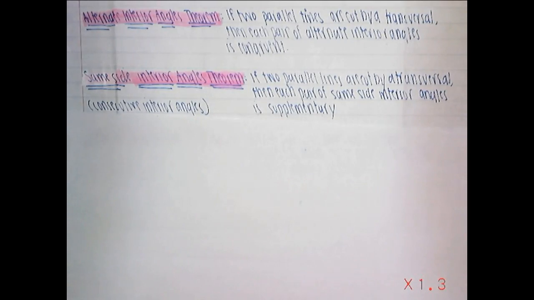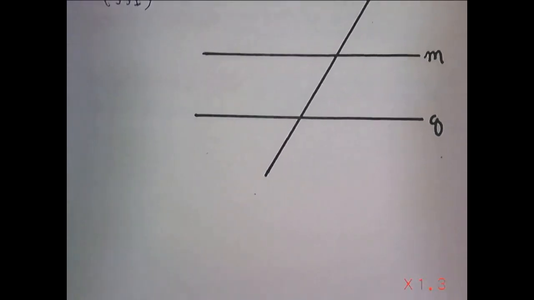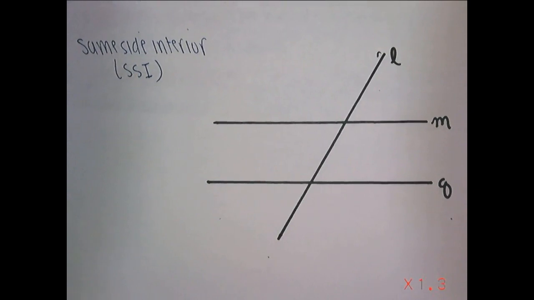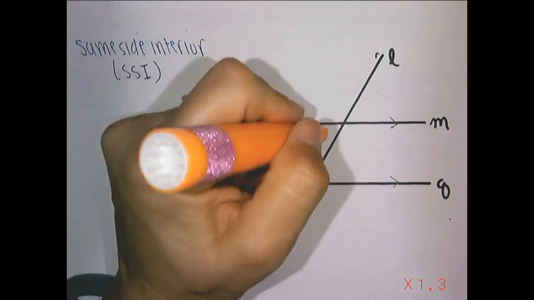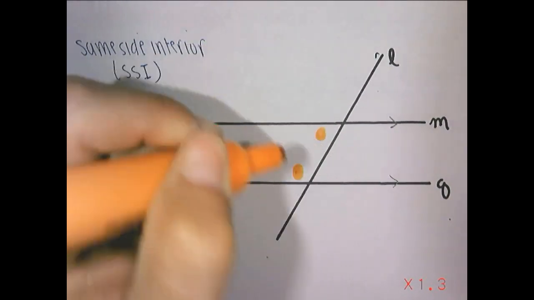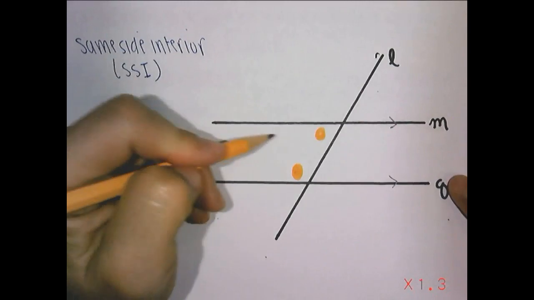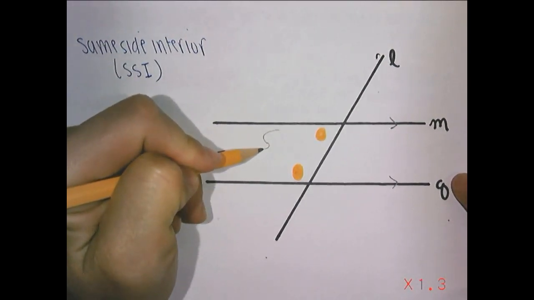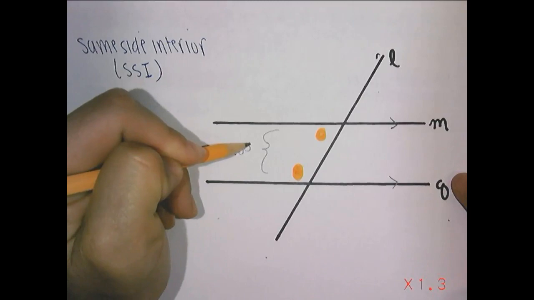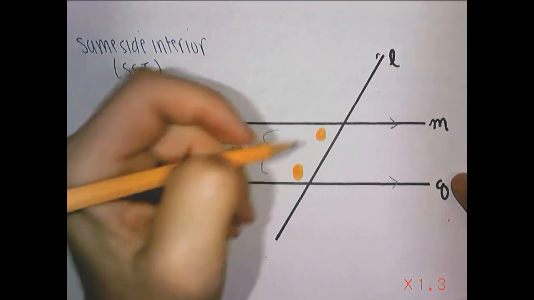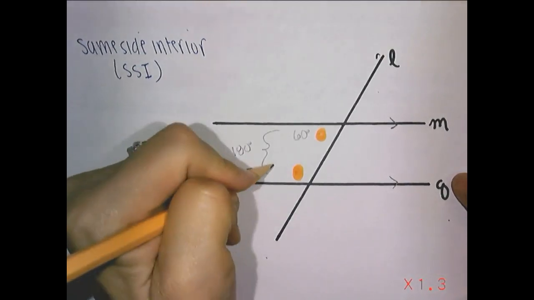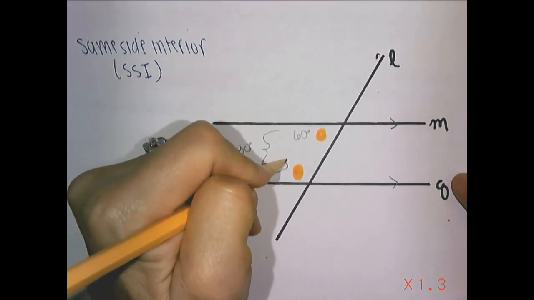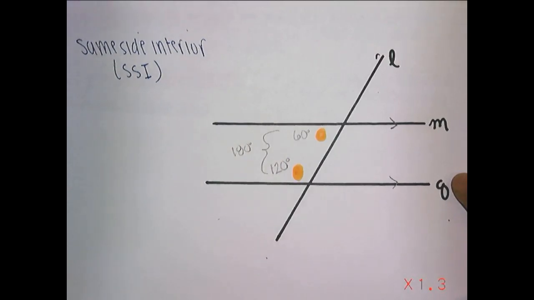But same side interior angles means I have two parallel lines, right? And this would be a consecutive interior angle to this. Together, these two angles have to add up to 180 because they're supplementary. So if this was 60 degrees, this angle would have no choice but to be 120 degrees. Same side interior angles are supplementary.